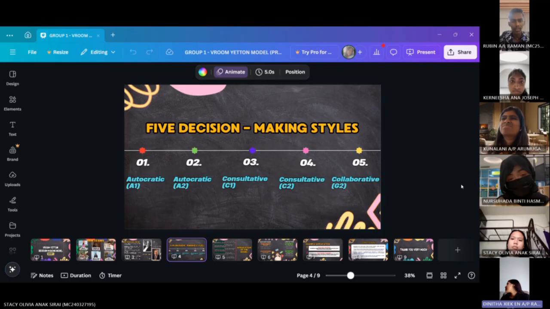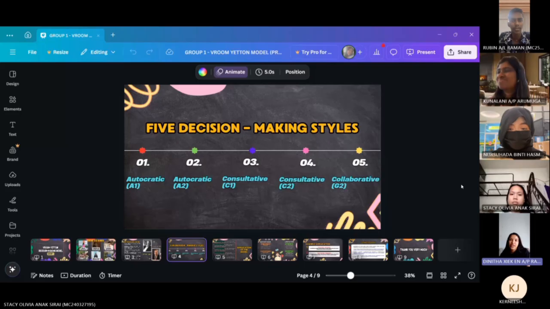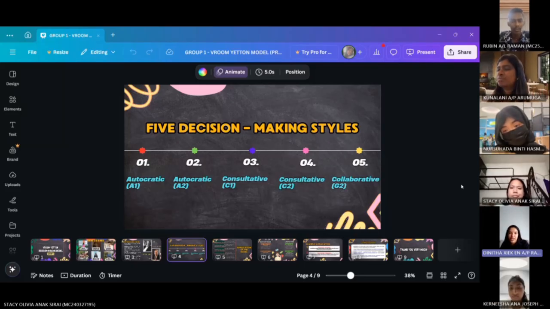The third one is consultative C1. This is when the leader consults with team members individually to gather their ideas and suggestions, but makes the decision alone. This style is used when the leader wants to involve team members in the decision-making process, but still retains the final decision-making authority. The fourth one is consultative C2. This is when the leader consults with the team as a group to gather their ideas and suggestions, but makes the decision alone.